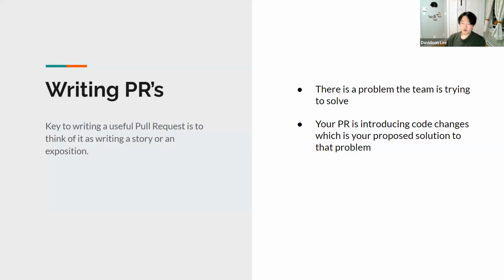So there are two components to any PR. The first is that there is a problem that the team is trying to solve. Like mentioned, it could be a bug that needs fixing, or a new feature that needs to be developed, or some housekeeping work, some sort of task. Regardless, there's a problem that has to be solved. And your PR is introduced because you want to propose code changes, which are a proposed solution to that problem. So as someone who writes a PR, your goal is to identify A, what problem is being looked to be solved, and B, how does your PR solve that problem via your code changes?